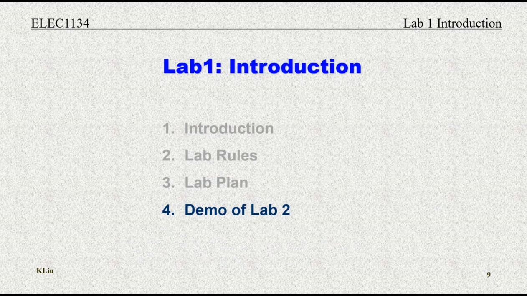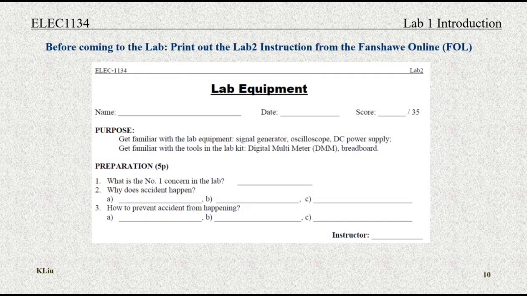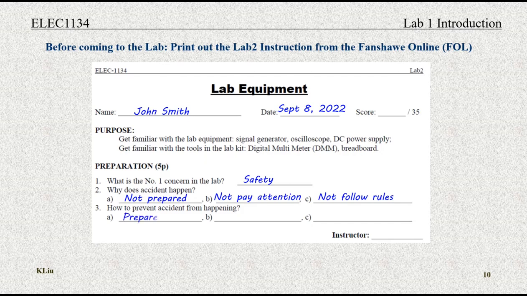Now let's take a look at the next lab, Lab 2. Before coming to the lab, please print out the lab instruction from Fanshawe Online. Then write your name and the date of the scheduled lab session. Then complete the preparation portion. The answers to these questions can be found from the earlier presentation in this video. When you come to the lab, ask the instructor to check your preparation and sign.